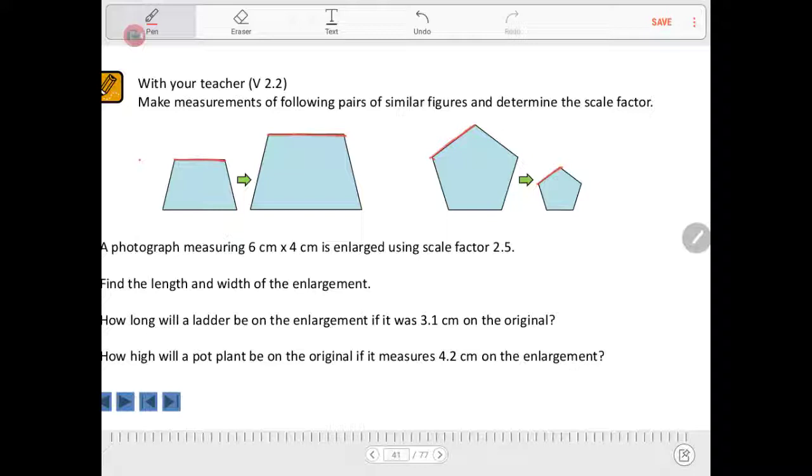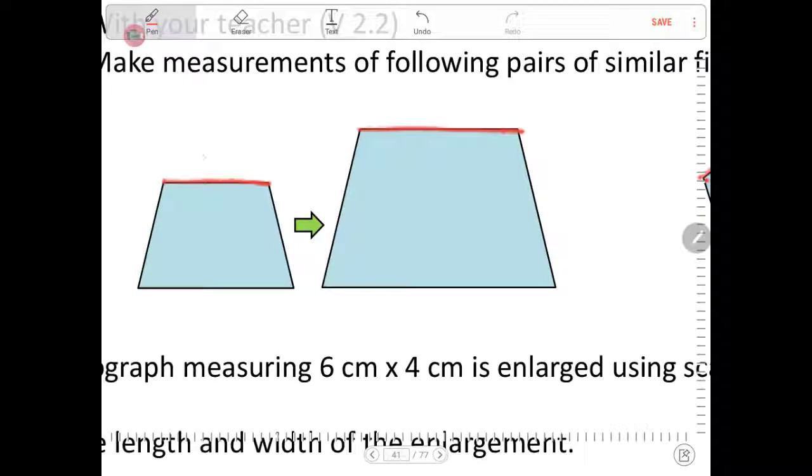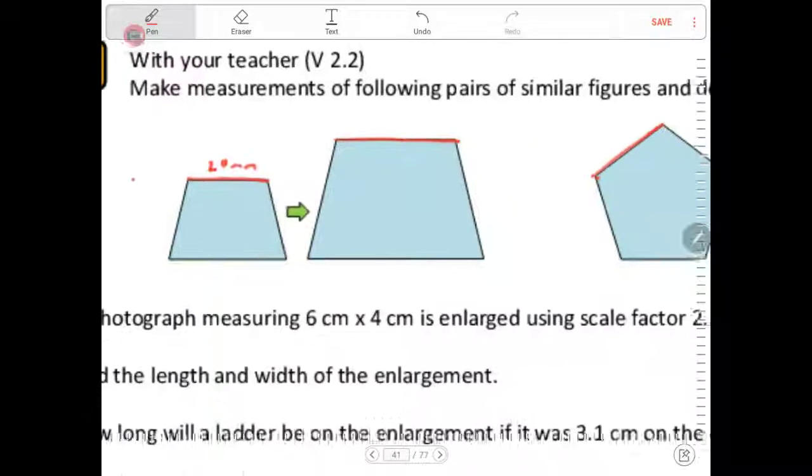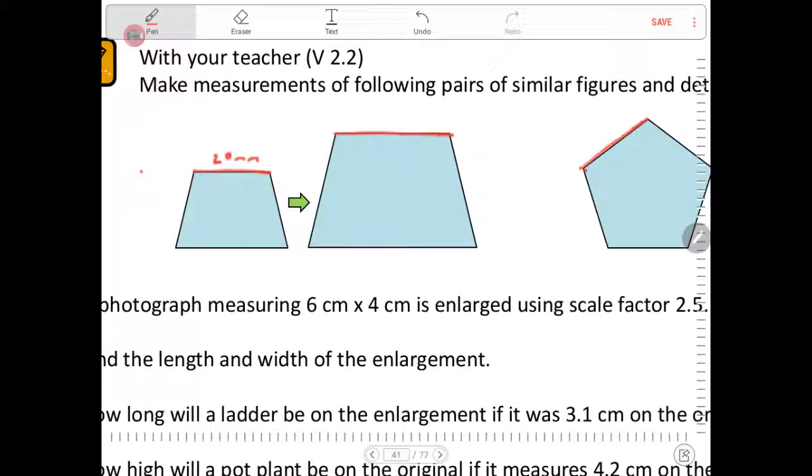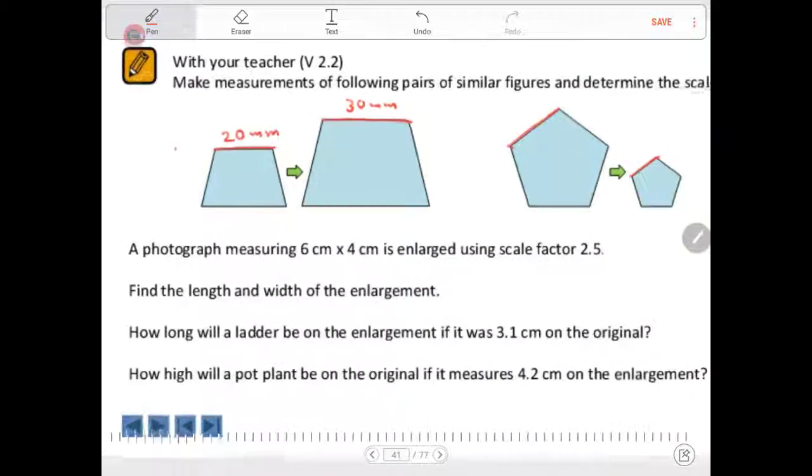Okay, so I thought that here for this trapezoid we had 20 millimeters here. It's a bit fuzzy looking, but I think we get the idea. I'll have another go at it. So 20 millimeters. And here 30 millimeters.